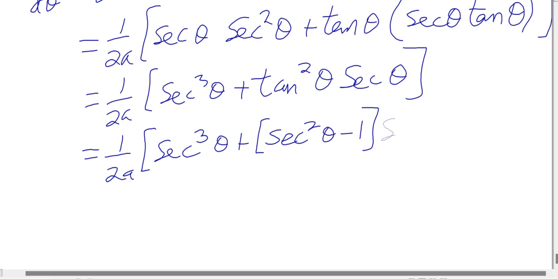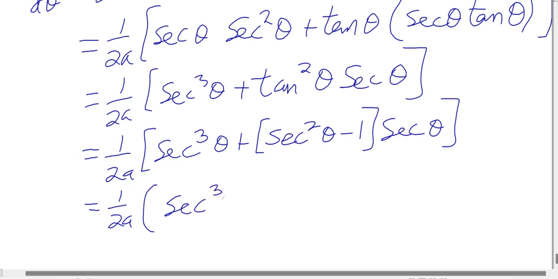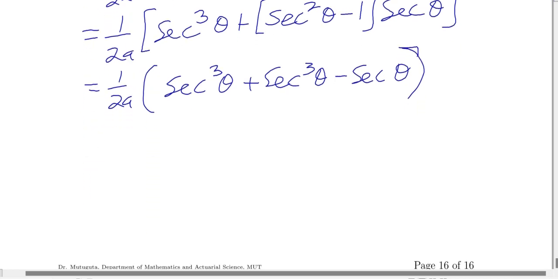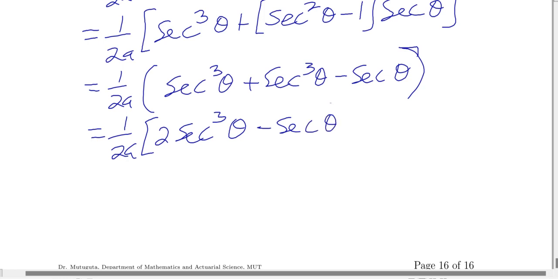So then we multiply this by secant of theta, so that when we open the brackets, we get 1 over 2a, sec cubed theta plus sec cubed theta minus secant of theta. And this will give us 1 over 2a. Then we have 2 sec cubed theta minus secant of theta.